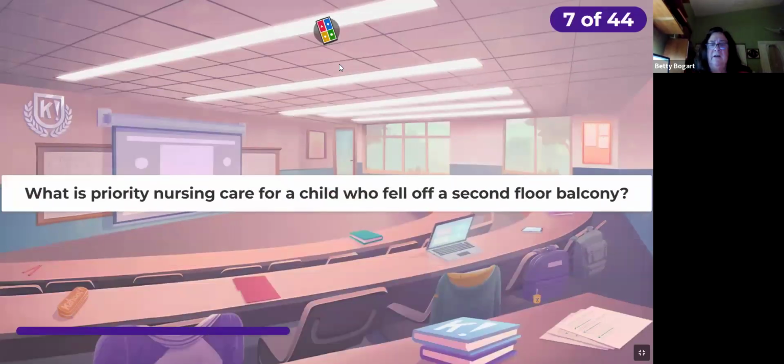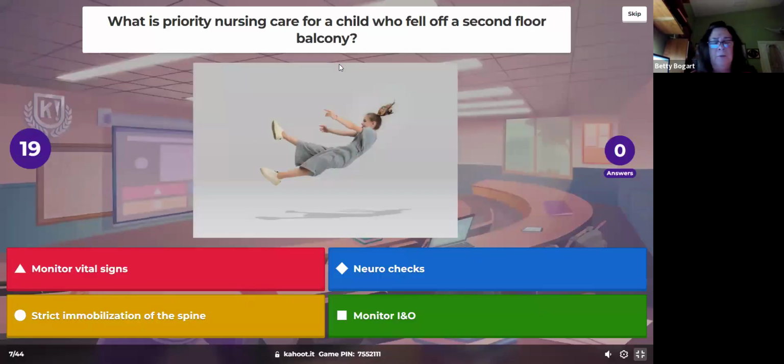What is priority nursing care for a child who fell off a second floor balcony? Believe it or not, in my career, I've seen 3 kids fall off a second story. They get up on the chair and they get on the top of the railing and they have fallen off. And I've seen 3 different outcomes.